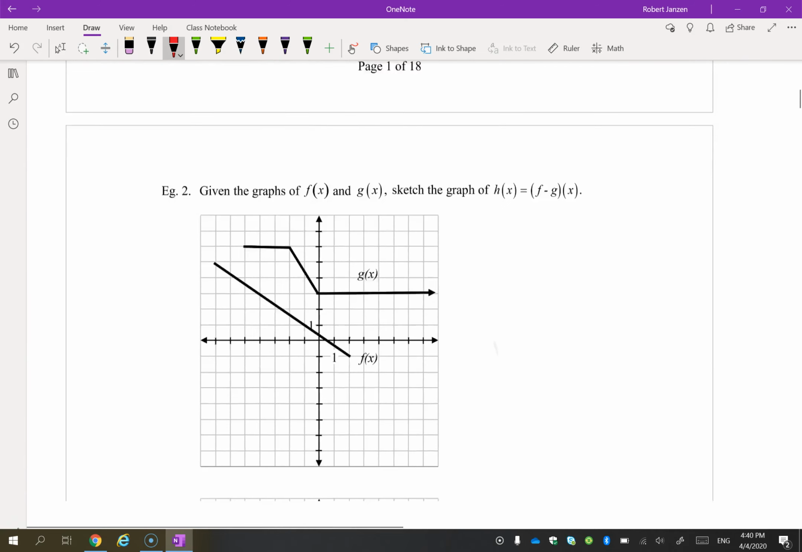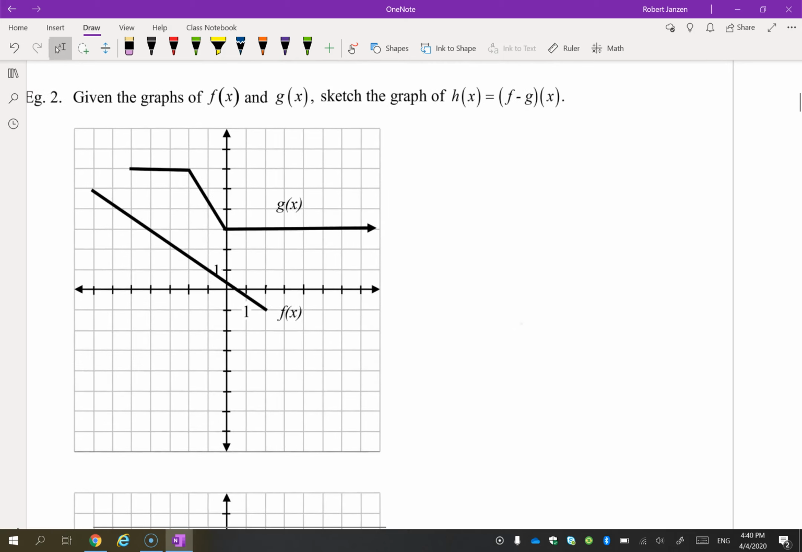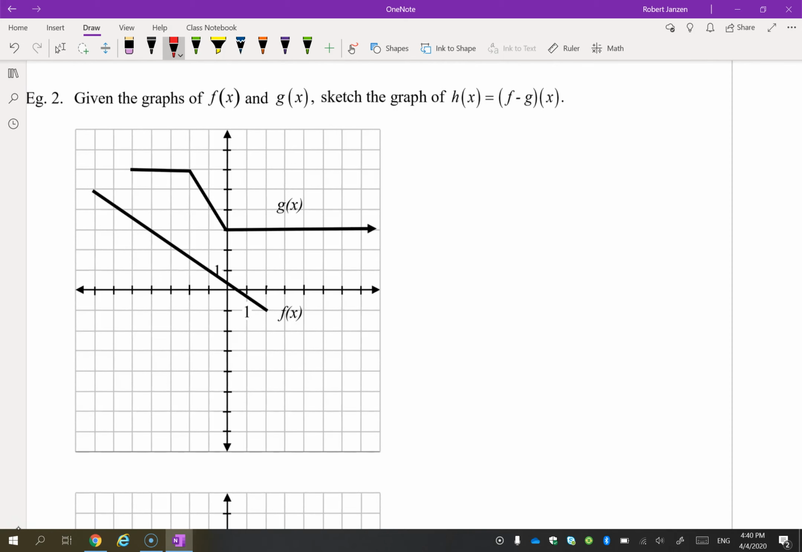Let's try another one. So here we're supposed to subtract. So again, another way to write this would be f of x minus g of x.